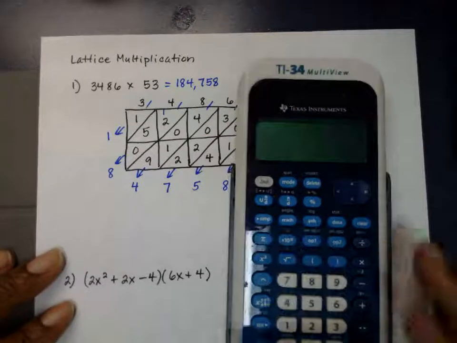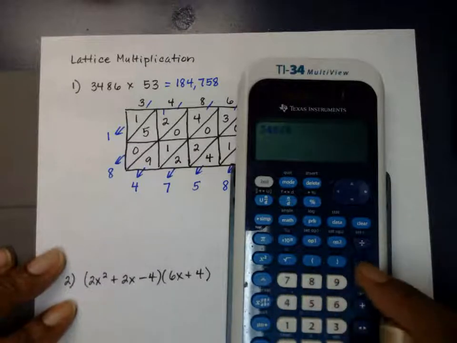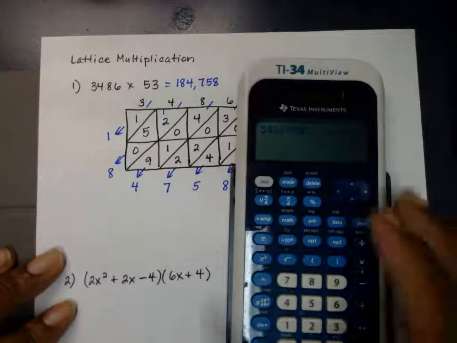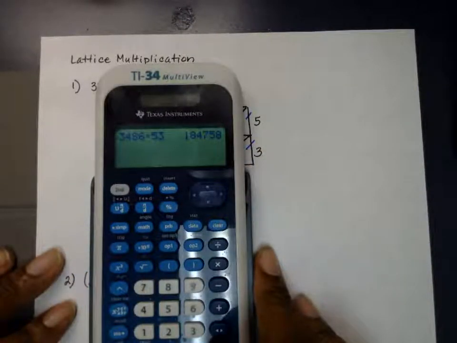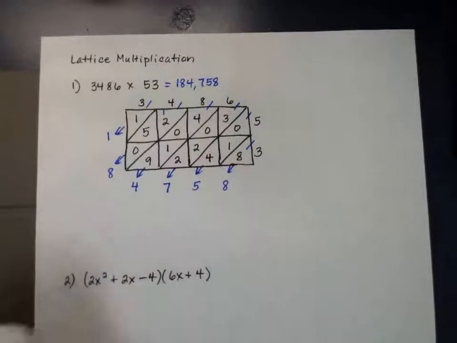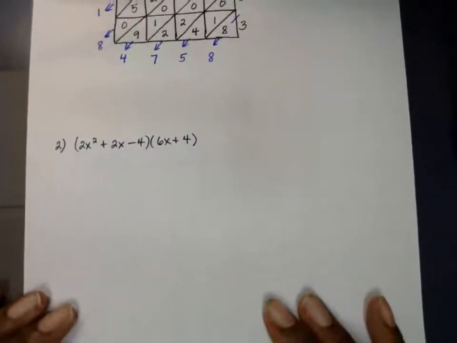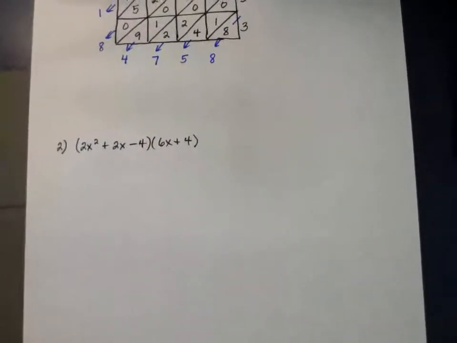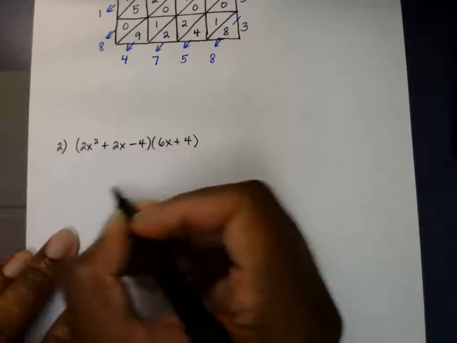Now, if you want to check, you can use your calculator and just type in 3,486 times 53. That would give you 184,758. Okay. All right, number 2 deals with multiplying polynomials using the lattice multiplication approach. Here we got 2x squared plus 2x minus 4 times 6x plus 4. In this case, I have 3 terms multiplied by 2 terms.